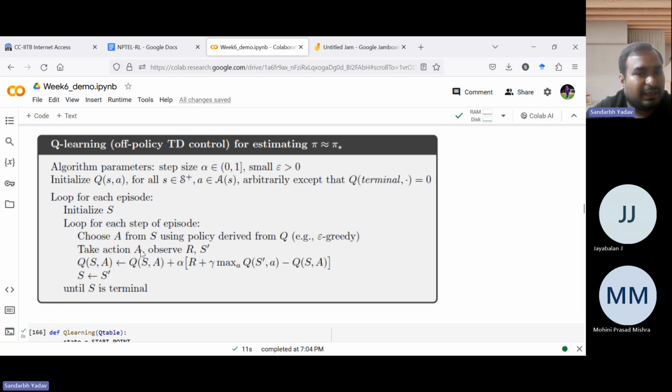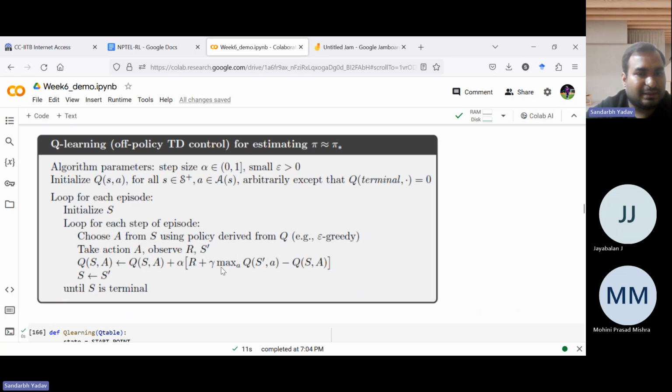So take action A, observe reward R and the next state. This we can get from that function which we already have. Since we have the state and the action, we can pass them and get the reward and next state. And then we can update this. So basically here we are taking just the max. So a similar kind of update here.